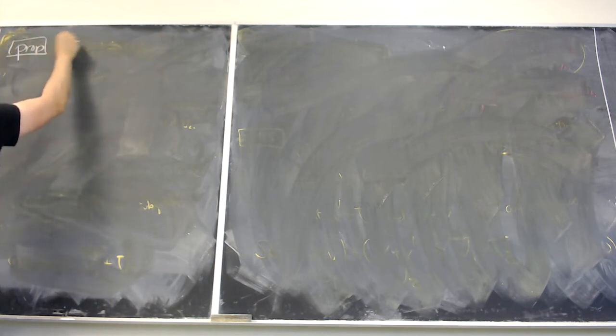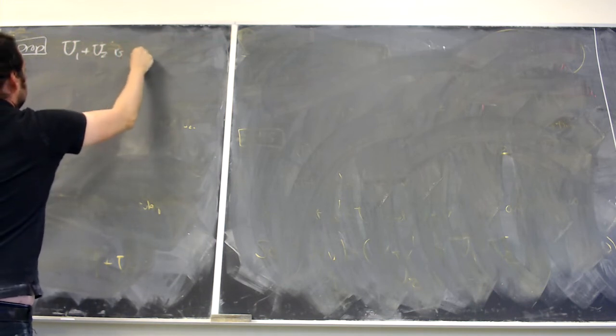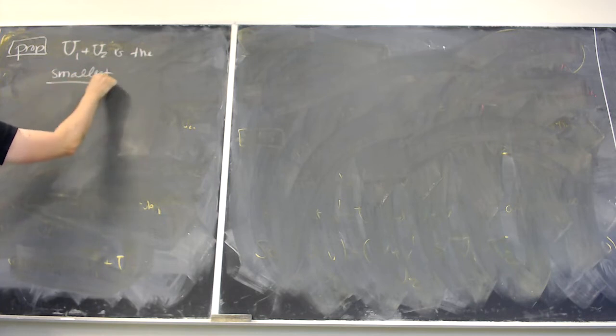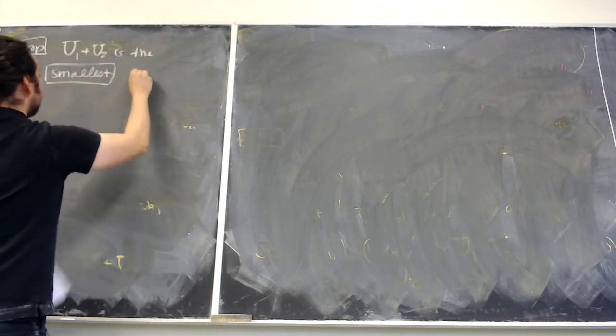Hopefully it will become clear, because this is the first time we've seen the idea of smallest in here, but smallest is not going to go away. So the proposition says the following. Proposition: U1 plus U2 is the smallest. We're going to talk about that word. It's the smallest subspace of V.